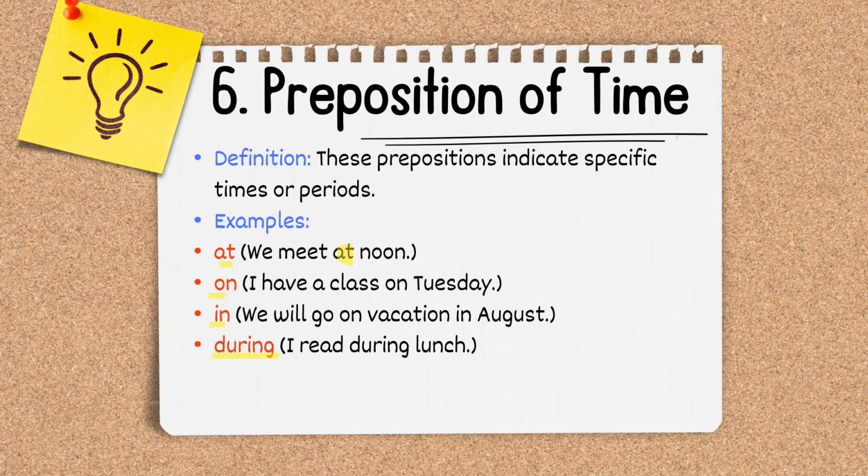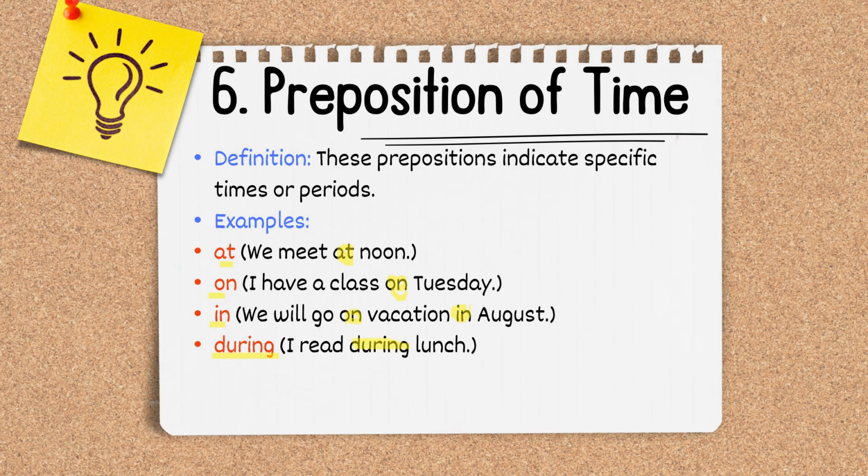I have a class on Tuesday. We will go on vacation in August. On vacation and in August. So two types of preposition are being used to indicate the time. I read during lunch. So where? During lunch time again.